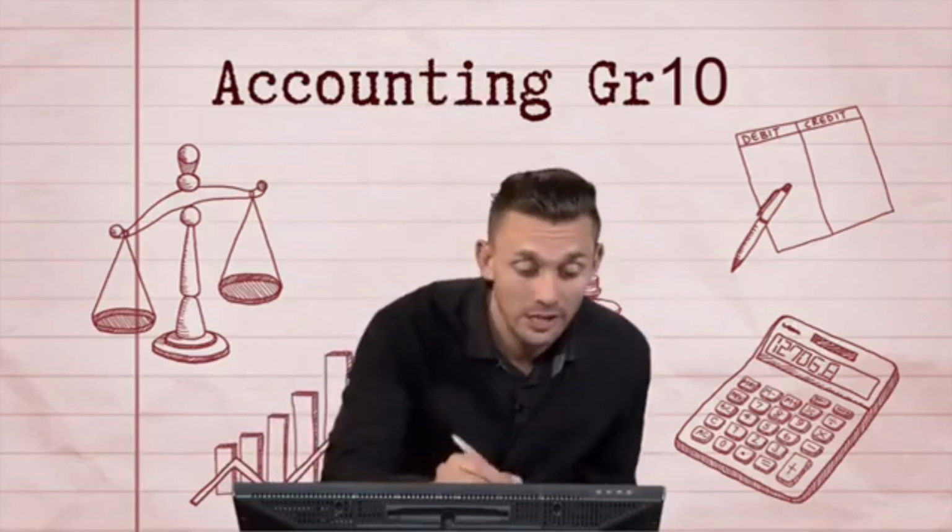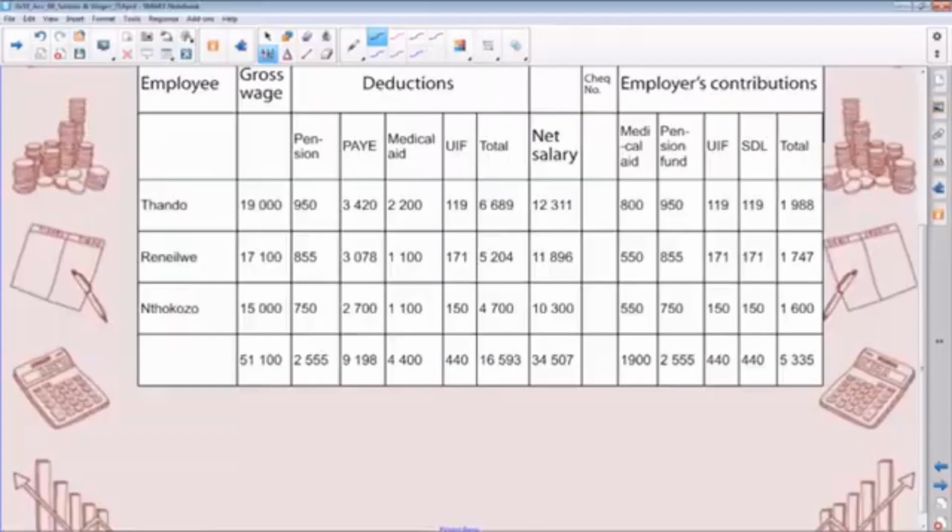Okay, let's look at your answers. Now, number one, the question was, what did Thando receive in her bank account at the end of this month? Now, let's go and look at it. Hopefully, you read it carefully, and you will see number one will be your answer. Your net salary for Thando was 12,311. And that's the money Thando will receive in a bank account. Why? Your net salary is the amount physically received by the worker or the employee.